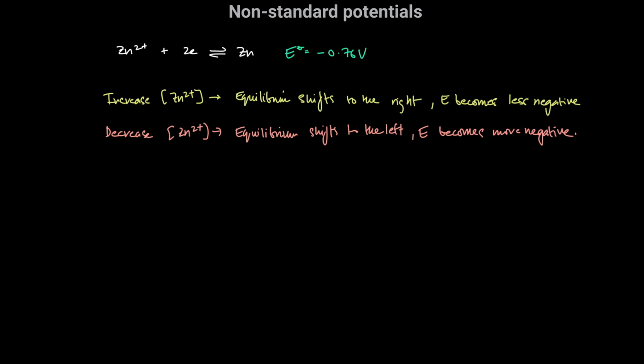Now of course, this value of negative 0.76 volts is for 1 mole per dm cube Zn2+. So for any concentration of zinc ions greater than 1 mole per dm cube, the value will be less negative. It could be 0.75, 0.74, 0.73 as you increase the concentration above 1 mole per dm cube. And if it's below 1 mole per dm cube, it will be more negative.